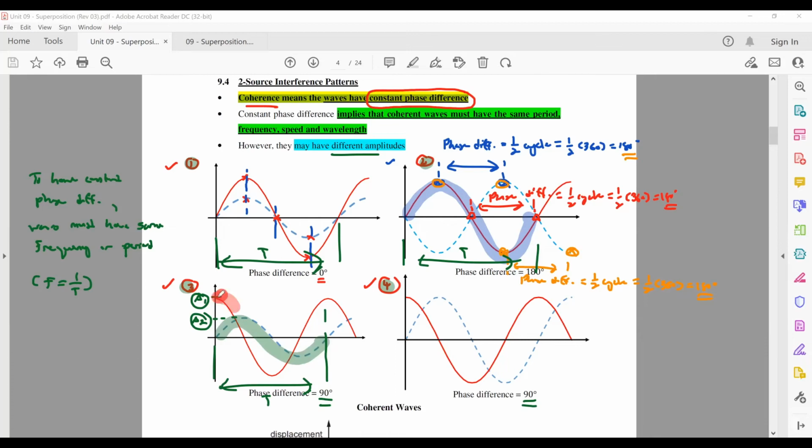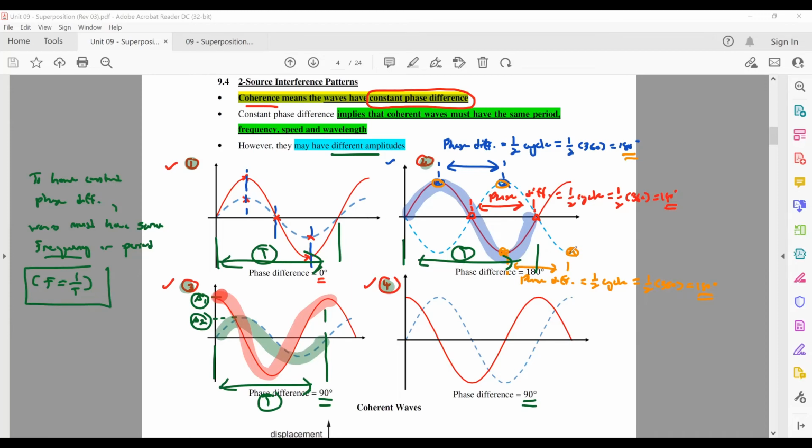This one is also T, okay? So you see they all have the same period. Needless to say, the fourth diagram is also going to be the same. They're also going to be having the same period, okay? So if you have same period, you're going to have same frequency also, because as I mentioned to you, frequency is equal to 1 over T.